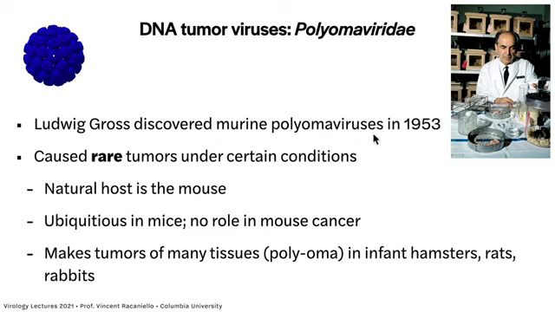These viruses, the natural host of them is the mouse. And in fact, most mice have them, murine polyomaviruses, but they don't cause cancer in mice. But they will cause cancer, and in fact, tumors of many tissues, that's where the word polyoma comes from, meaning many tumors, in other animals like hamsters and rats and rabbits.